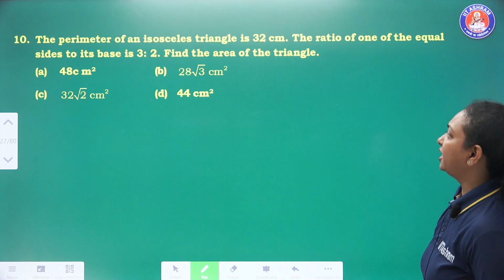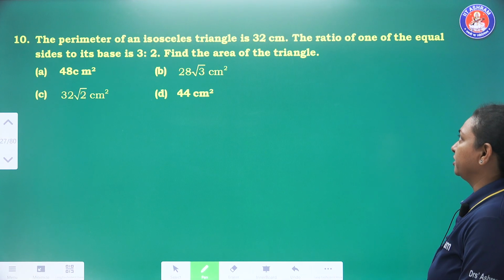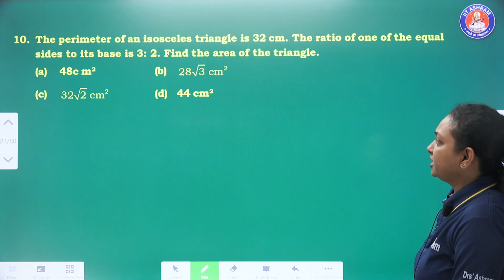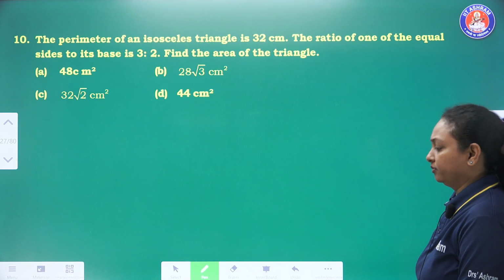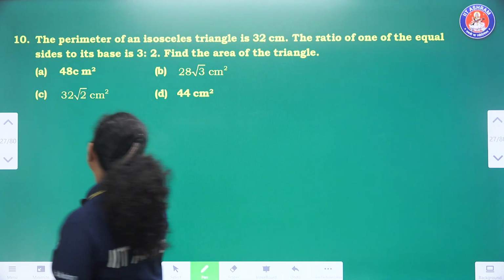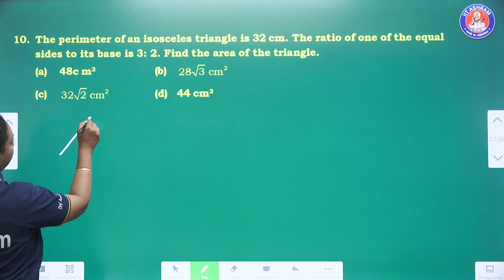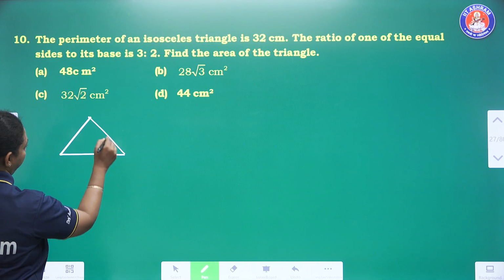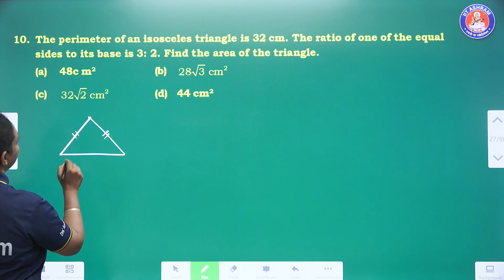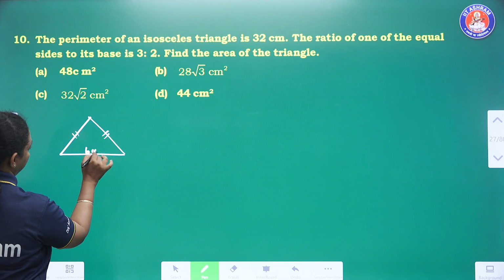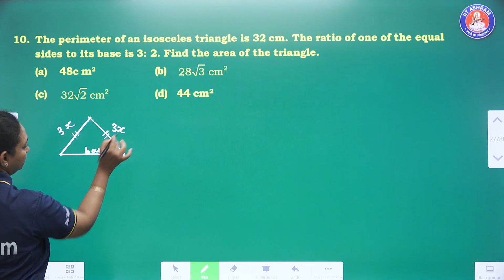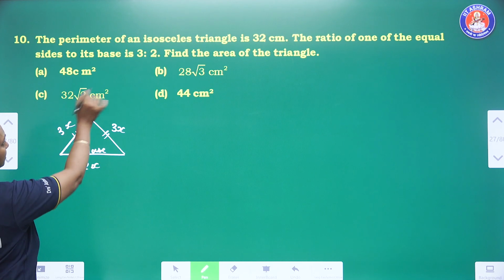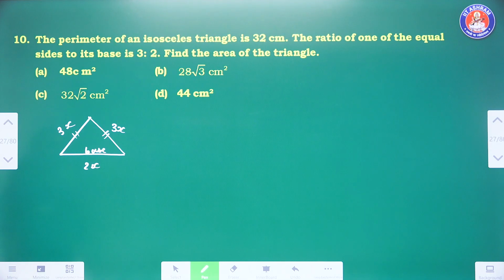The perimeter of an isosceles triangle is 32 centimeters. The ratio of one of the equal sides to its base is 3:2. Find the area of the triangle. So as we know that this is an isosceles triangle, these two sides are equal, and this one is your base side. So this side is 3x, it is also 3x, and this one is 2x, because the equal side to base ratio is 3:2. And the perimeter is 32.